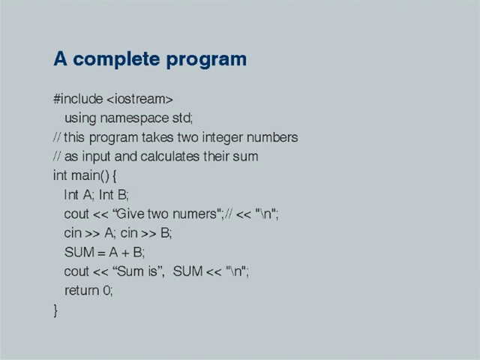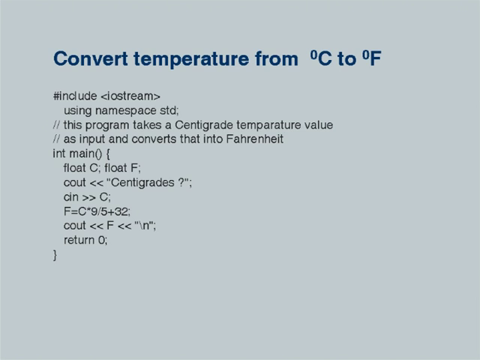C out, give two numbers. C in >> A, C in >> B. Sum is equal to A plus B. C out << sum is << sum. Return zero. Who is return zero? Why should I return zero to anybody? I should return 25, 47. I should return the value of sum. Well, the value of the sum is being given to me by Mr. Dumbo.